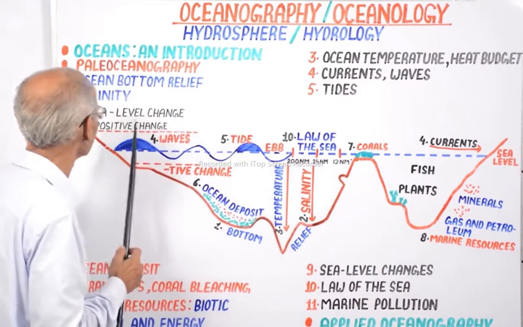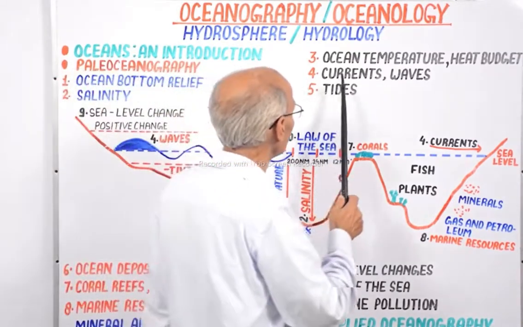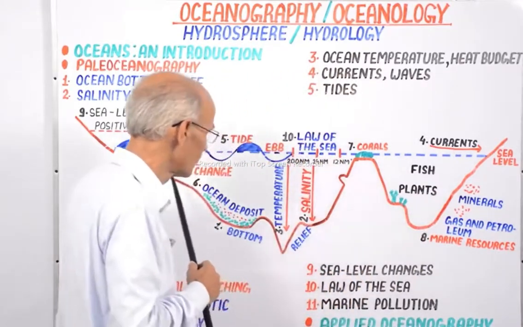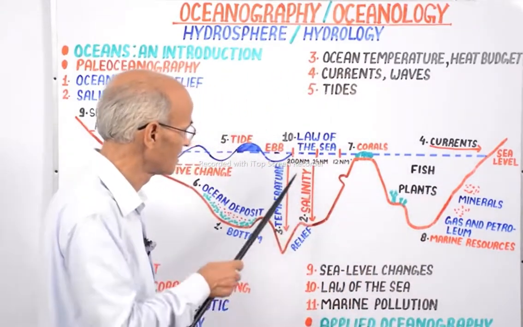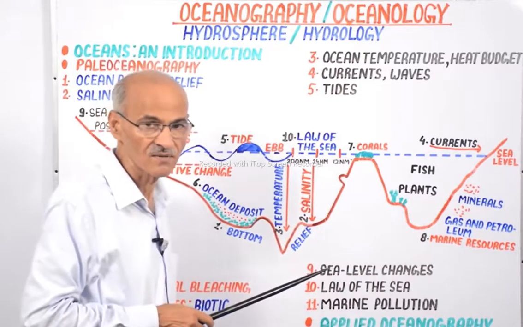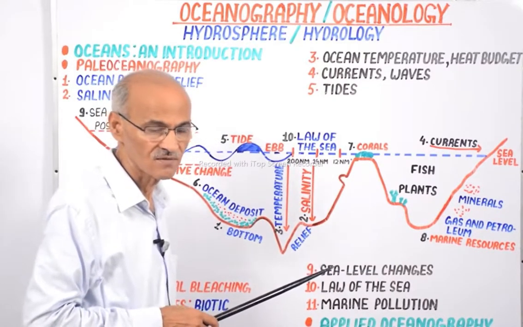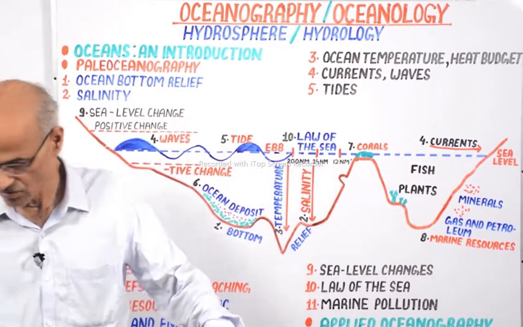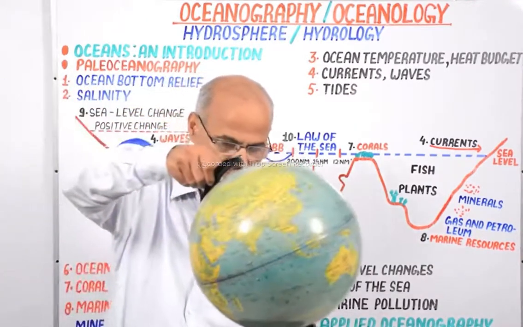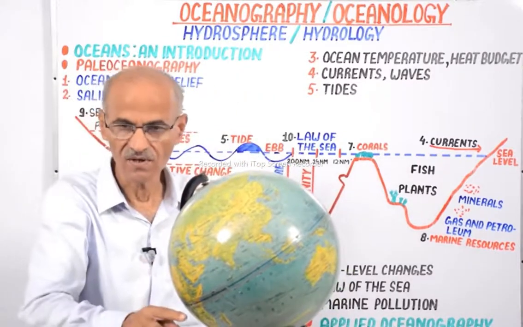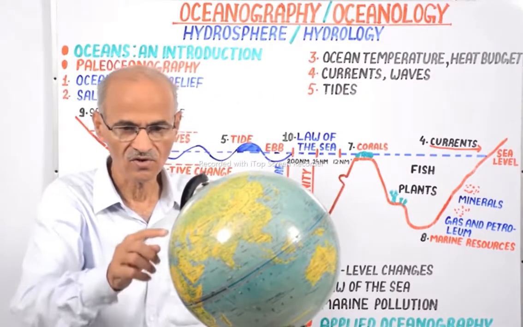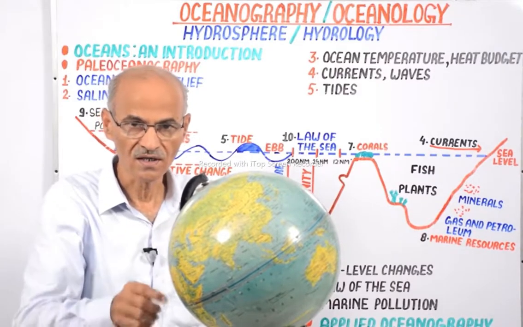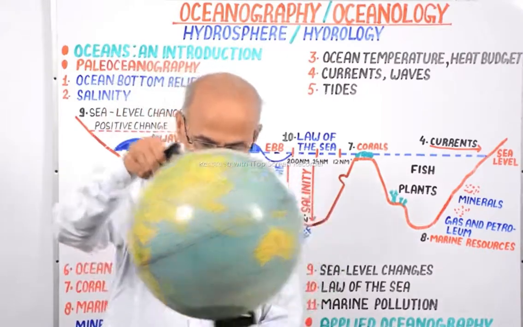And the next point will be ocean temperature and heat budget. If you are floating on the sea level, the temperature on average will be 25 degrees Celsius, but that temperature will vary from equator to pole. For example, in the equatorial region this temperature will be higher, and while going towards the pole, it will reduce to zero near the Arctic and Antarctic circles.